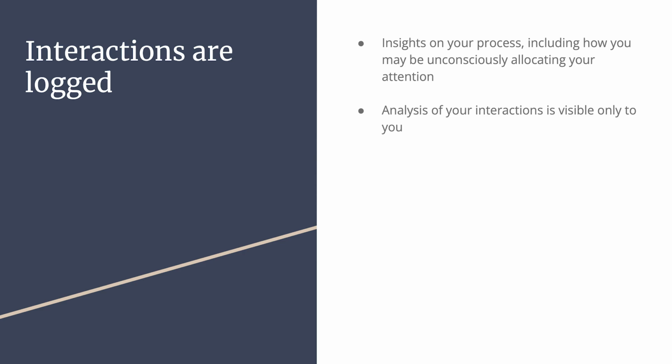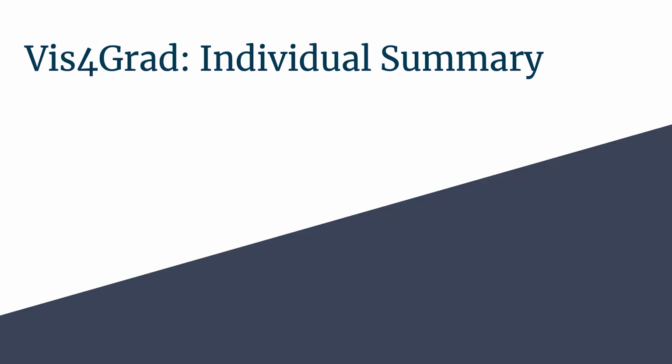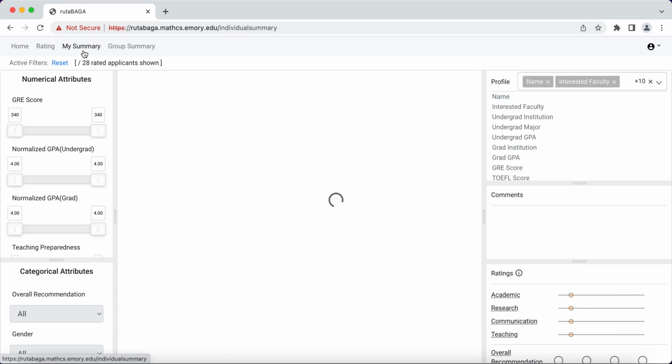Now, while you are reviewing the applications, the system logged your clicks on the documents. This gives new data about your process that is otherwise not captured when you just read through PDFs. This interaction is used in my summary to give you insight into your own review process. Analysis of your interactions is only visible to you, not the other reviewers. In the individual summary, reviewers can interactively analyze their process for evaluating candidates. Let's move to the My Summary page.